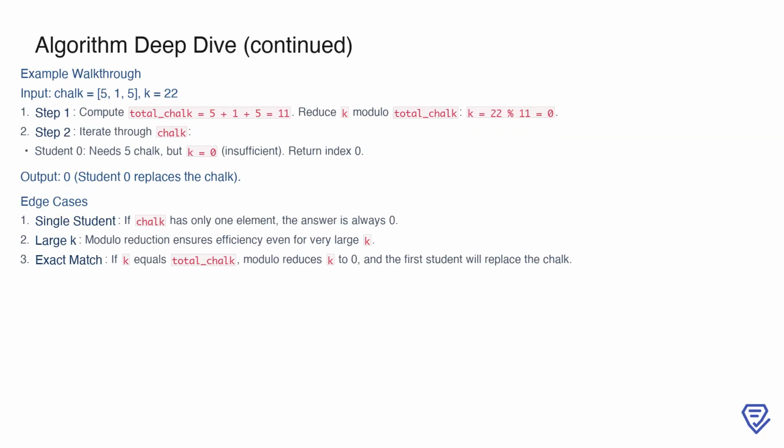Let's walk through an example to solidify our understanding. Suppose the input is chalk equals [5, 1, 5], and k equals 22.